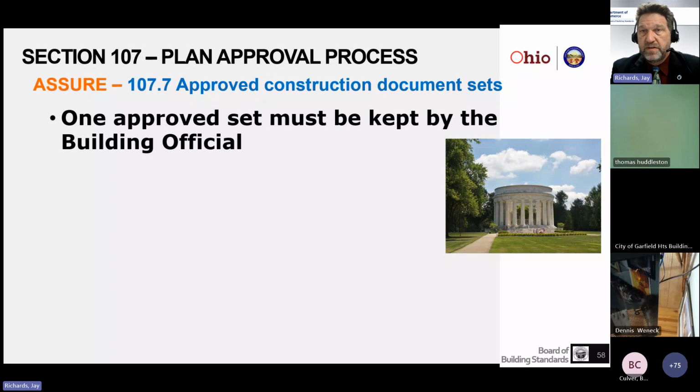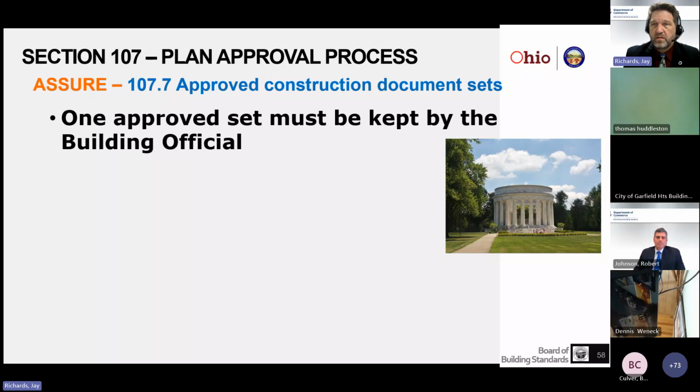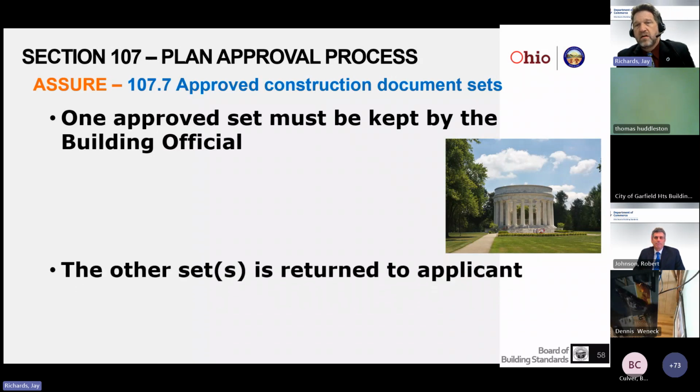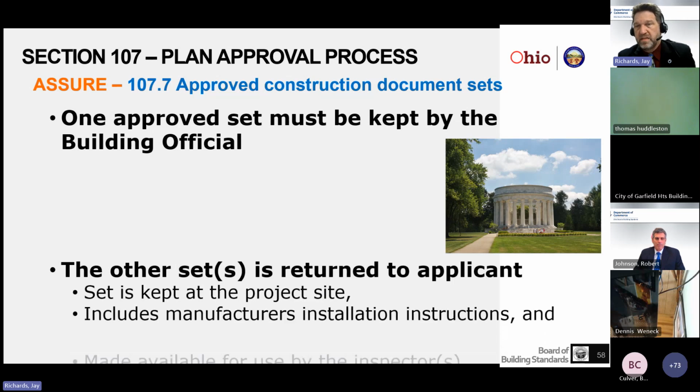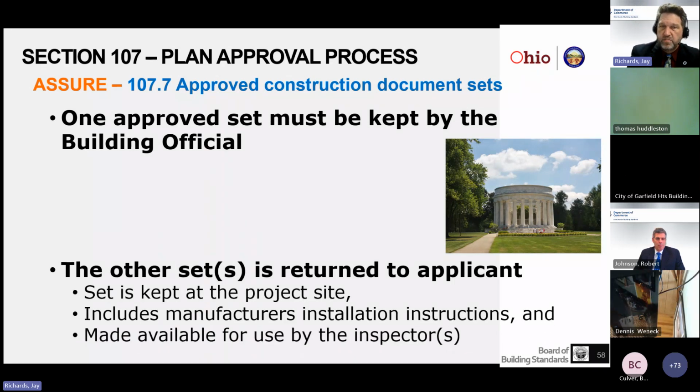And then 107.7, so once the construction document sets are approved, the building department keeps a set, and the other set or sets are returned to the applicant, and they must keep at least one set at the project site for reference by the inspectors. They need to include any manufacturer's installation instructions that are required as part of that, because there'll be information in there that might impact the inspectors' work in the field as they look at that work. And that's 107, the plan approval process.